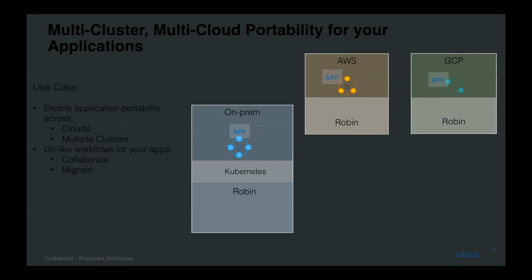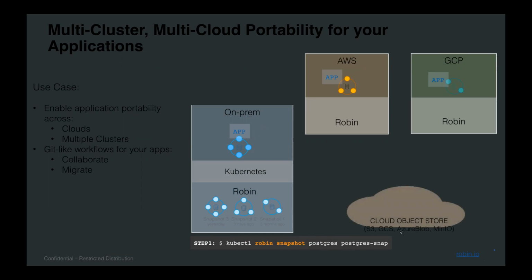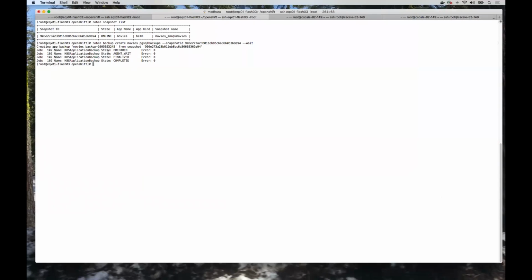consider multi-cloud portability for your applications, be it on-prem, AWS or GCP. In our example, I have shown AWS, and what we are currently doing is, we have a snapshot that was created, and we are pushing that data into this cloud storage bucket. So our backup is created. Let's do Robin backup list. Okay, nice. Now what do we do with this backup?